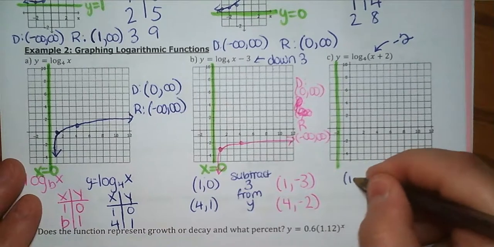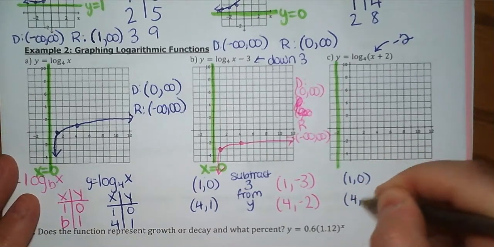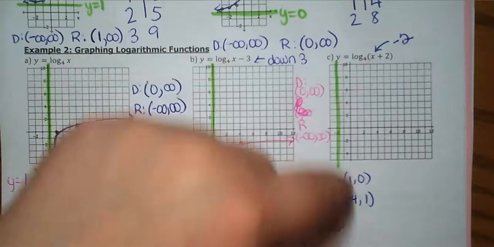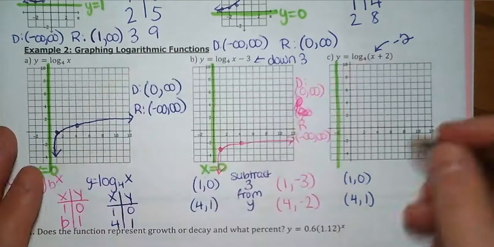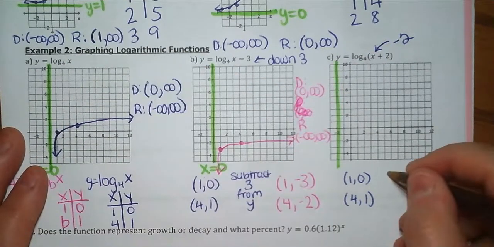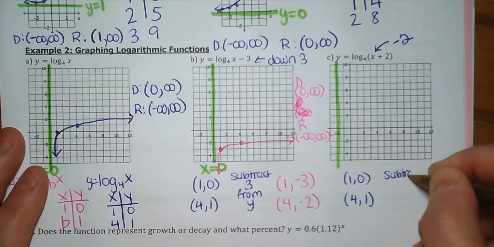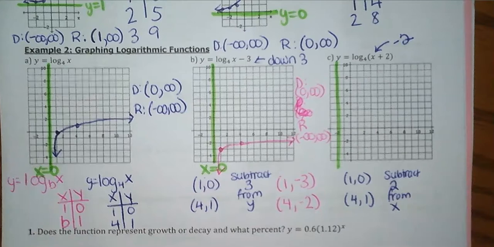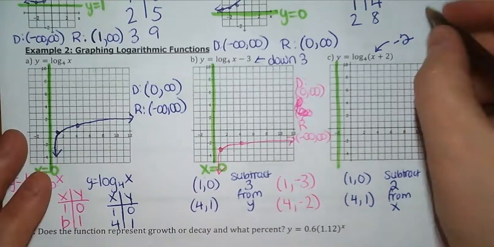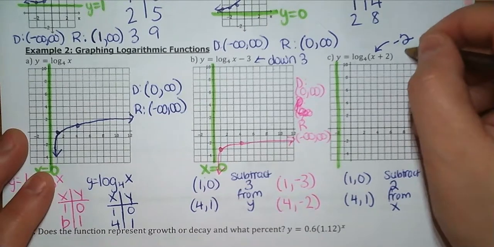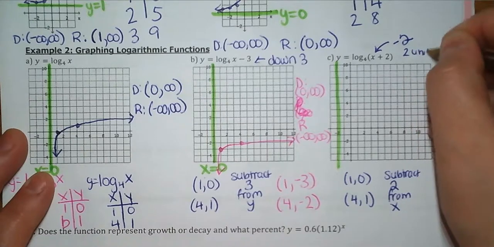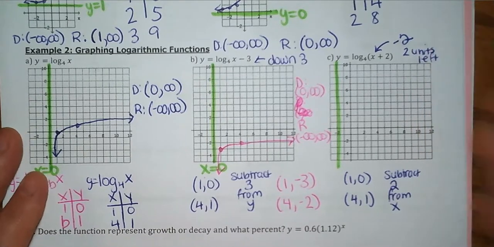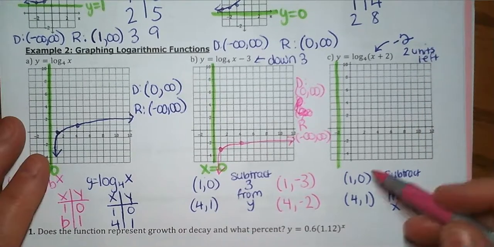So I'm going to have those 2 parent function points for the log base 4 of x, and we are going to take and we are going to subtract 2 from the x coordinate. If you move left or right, that's going to affect the x coordinate, so -2, so this is 2 units left is how I would describe that. So the y coordinate is going to stay the same here.